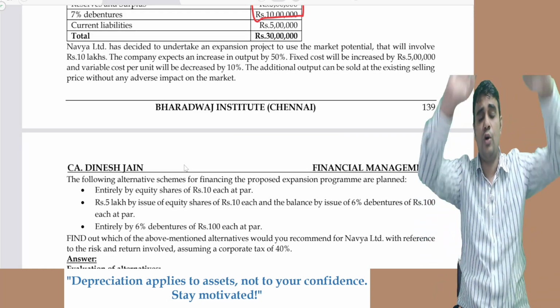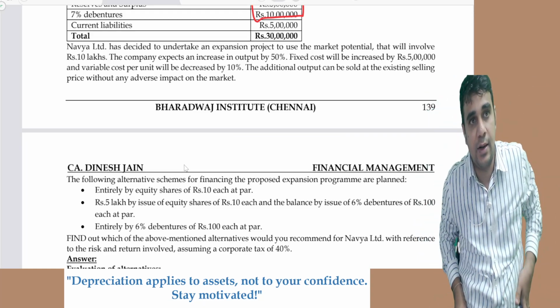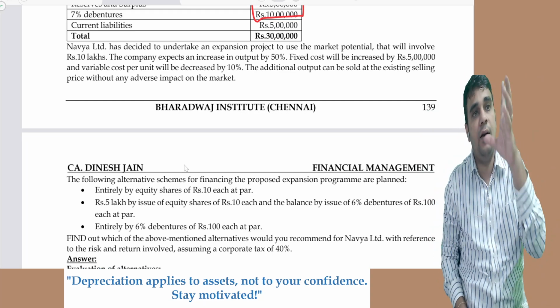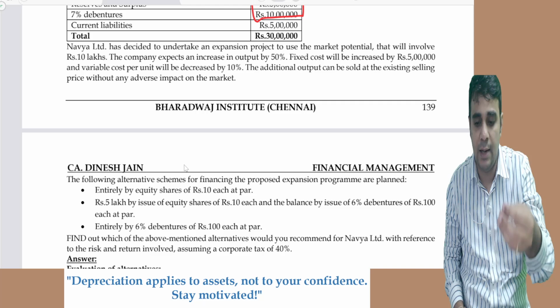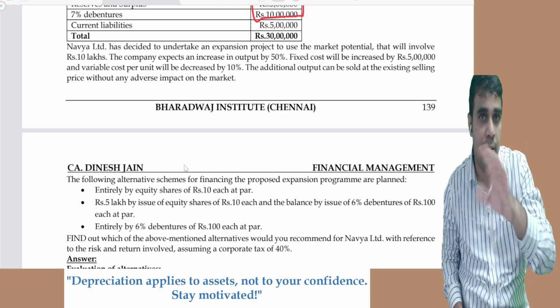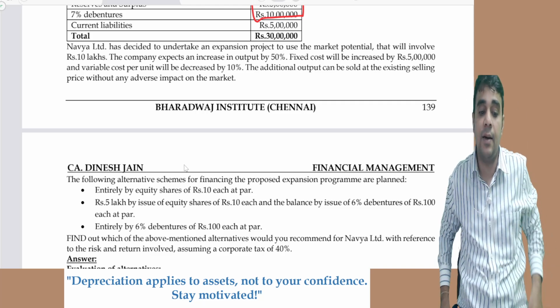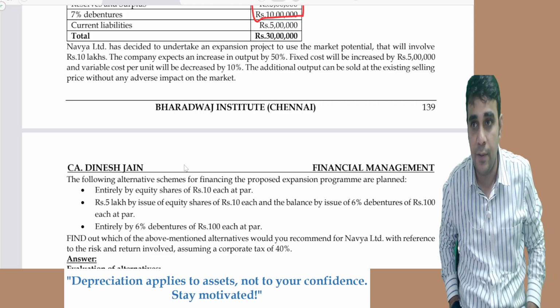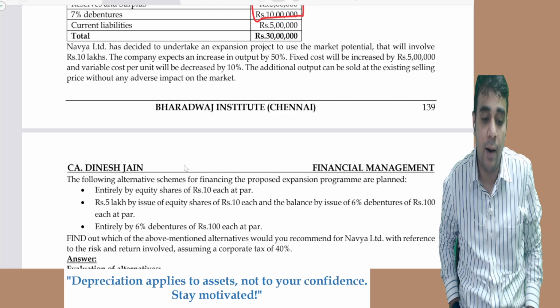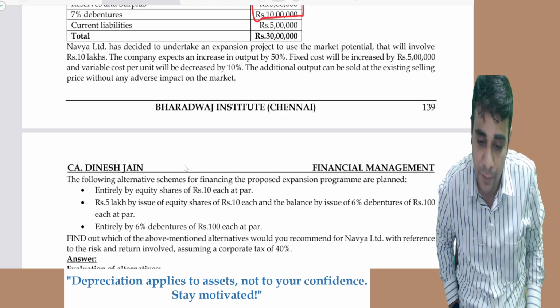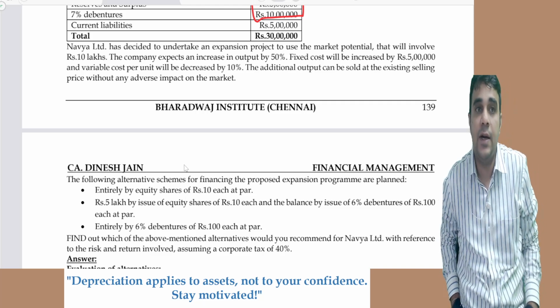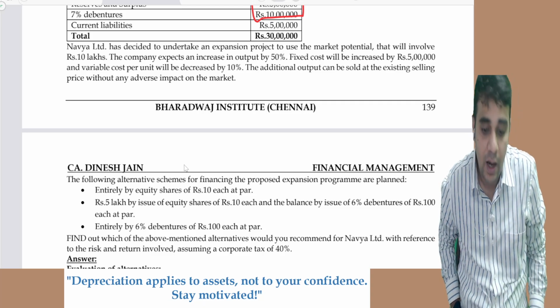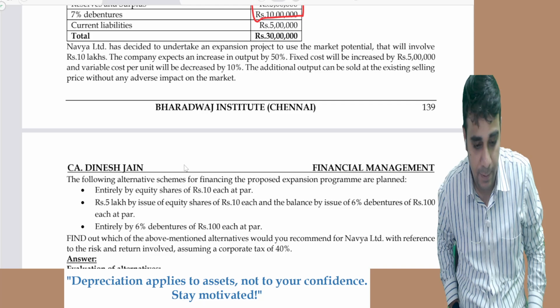Now, for doing this, I need an extra 10 lakh. This part we learn in the capital structure chapter, but I think I'll be able to handle this now. There you will learn in depth. This extra money can come from equity shares of 10 each at par, 5 lakh by way of issue of equity share and balance by way of 6% debenture, or entirely by 6% debenture.